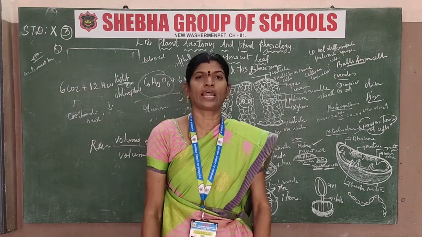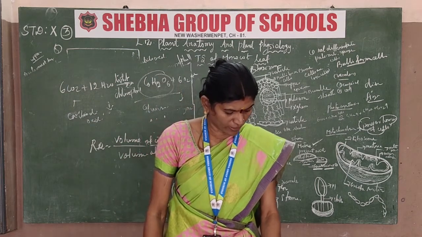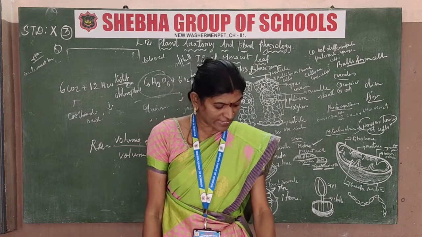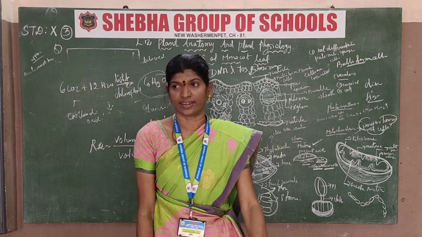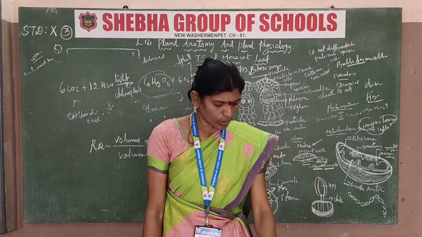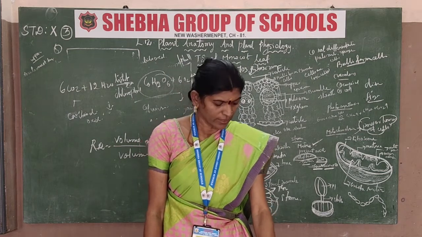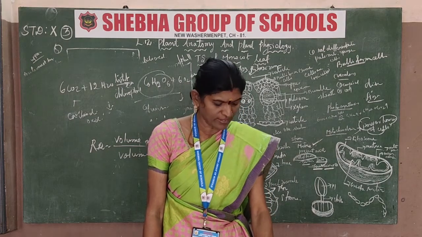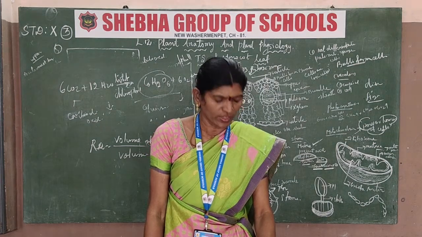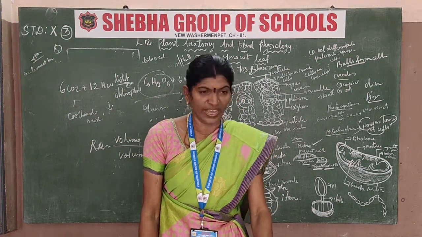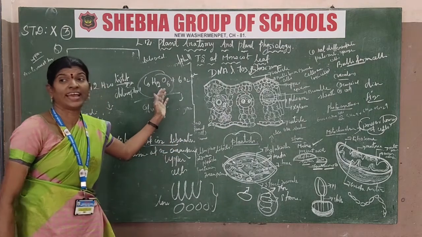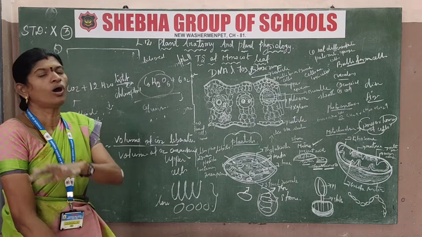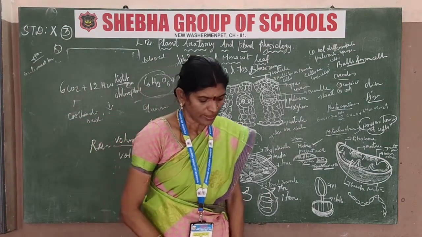Next, anaerobic respiration. What is anaerobic respiration? Anaerobic respiration takes place without oxygen. Glucose is converted into alcohol. C6H12O6 gives 2CO2 plus 2C2H5OH, along with energy. That means ATP, adenosine triphosphate, will be released. So that is called energy.